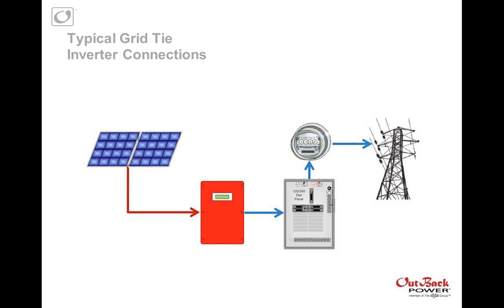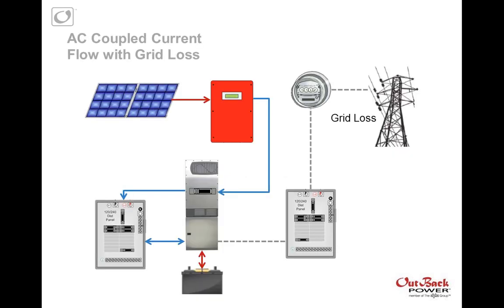So I'm going to switch gears a little bit and talk about AC coupling. This is a typical grid tie inverter with PV going in and AC coming out on out to the grid. And I'm sure you're all familiar with how that works. We can retrofit our battery-based inverter into the system.